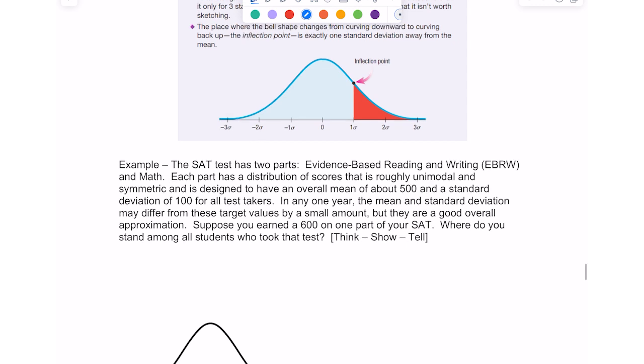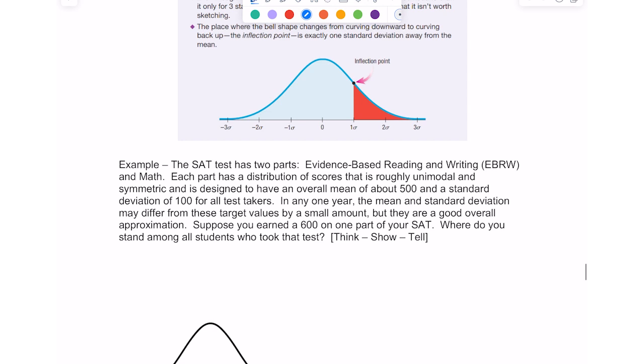The SAT test has 2 parts, evidence-based reading and writing, and math. Each part has a distribution of scores that's roughly unimodal and symmetric and is designed to have an overall mean of about 500 and a standard deviation of 100 for all test takers. In any one year, the mean and standard deviation may differ from these target values by a small amount, but they're a good overall approximation.